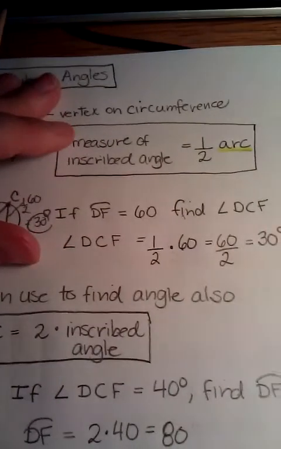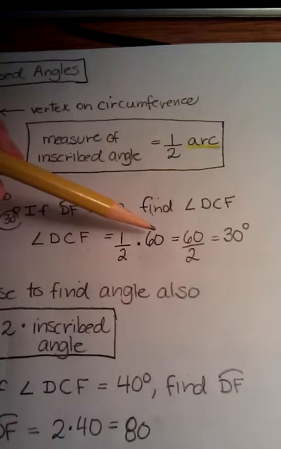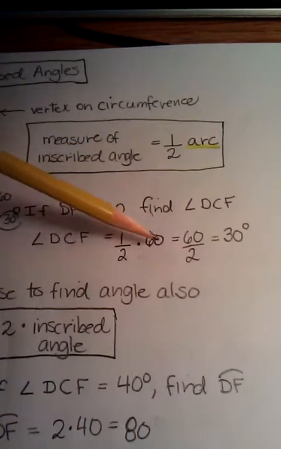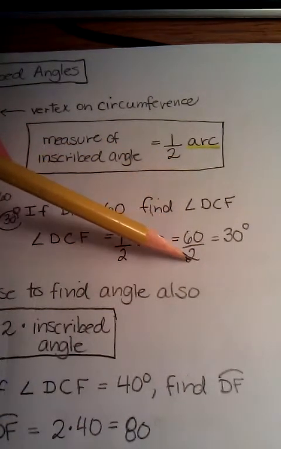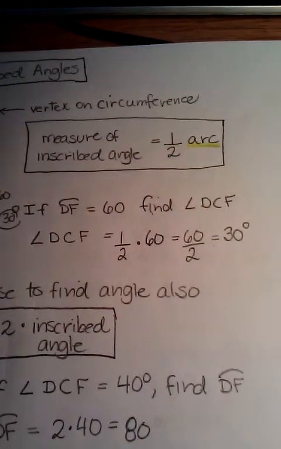So you can look at the picture, or you can write it over here, and I say angle DCF equals 1/2 times 60. And when we say 1/2 of something, that's really just saying the same thing as dividing by 2. So if that's easier for you, you can do that, and that's equal to 30 degrees.